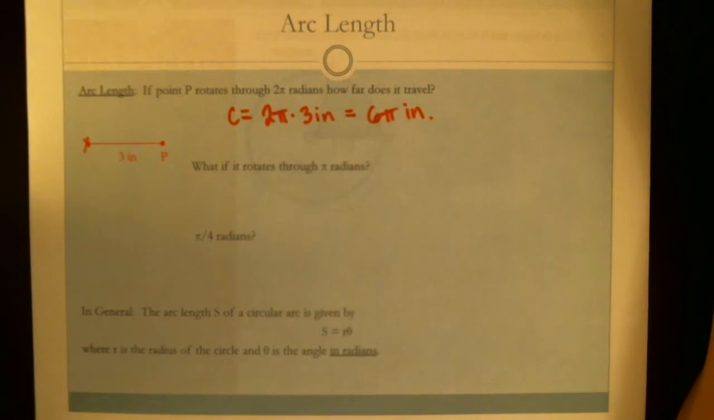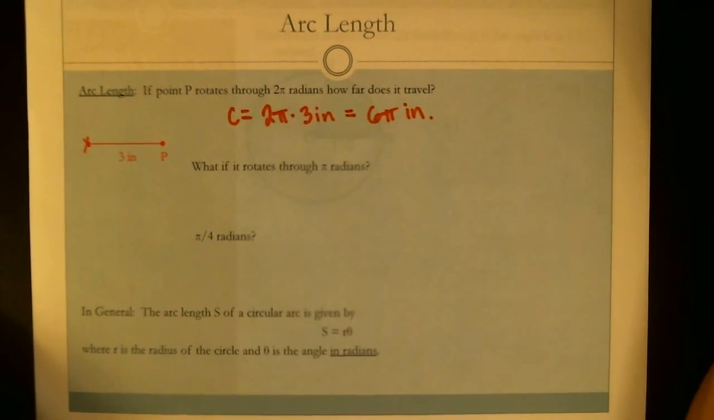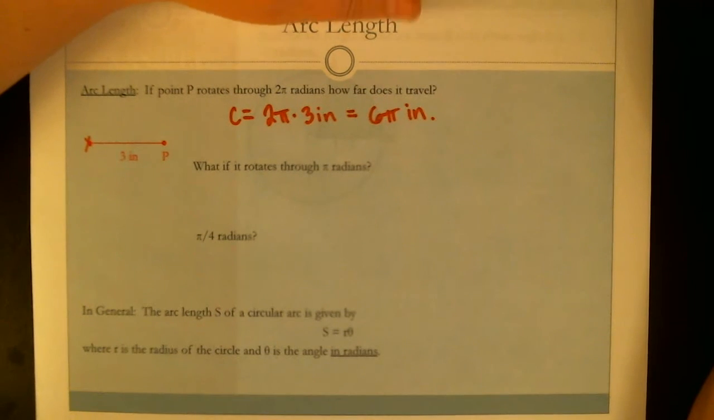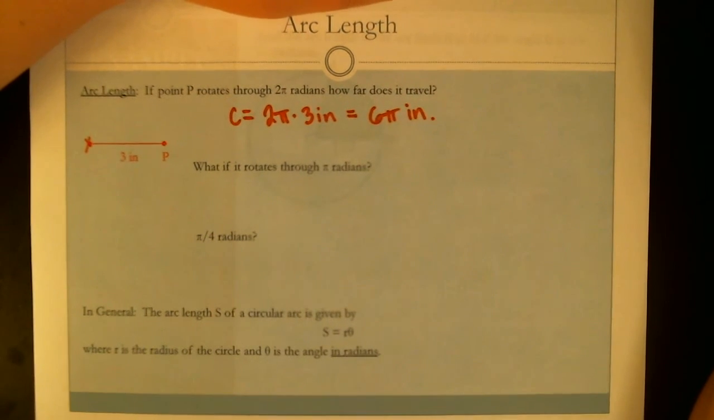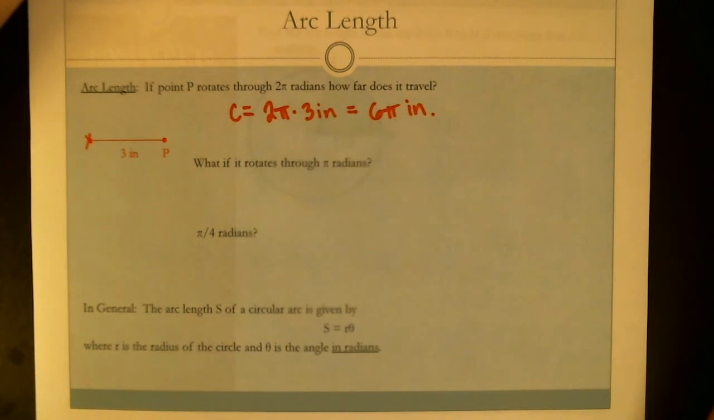Okay, next question is what happens if we rotate through pi radians? So I think a really nice way to do this is just to think proportions. And this one's pretty easy to do in your head, but I want to do it a little bit more formally so that we can apply it to things that are less obvious. So if we're looking at pi radians, the way I would do that in my head is say, well, that's halfway around the circle. So we should get half the circumference, which would be 3 pi inches.